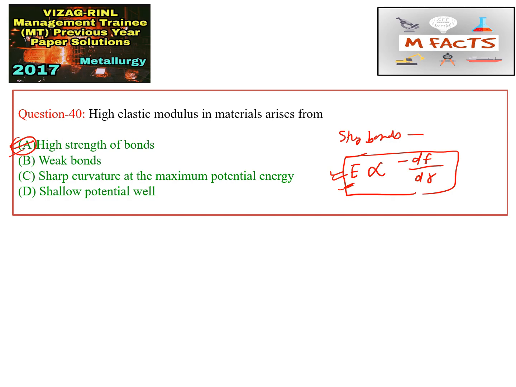They have given one more option, sharp curvature at the maximum potential energy. This is not correct, because strong bonds have a deep potential, that means they have a minimum potential energy. That's why this is not the correct answer here, and we can relate strong bonds with the potential energy and the elastic modulus by this formula. So A is the correct option for this question.